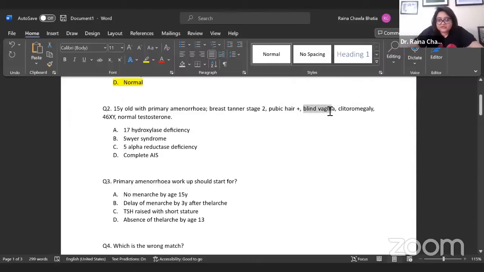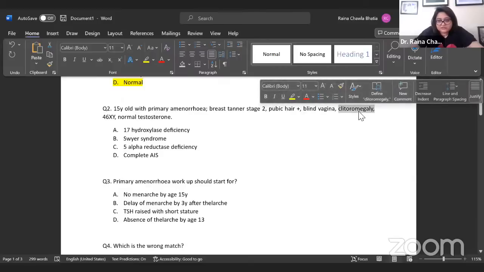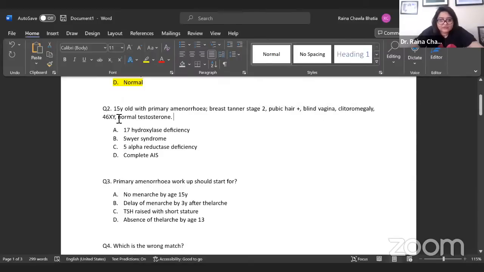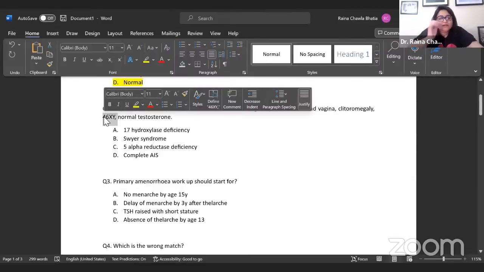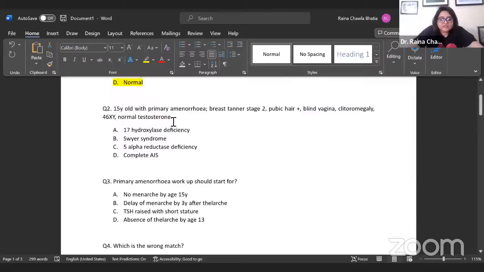and the vagina was blind, and there was virilization in the form of what was given was clitoromegaly, and the karyotype also is given 46XY. And one added thing which was given is normal testosterone. Now, if you're not able to figure this out, an easy way to do this is that, see, the secondary sexual characters are present and there is clitoromegaly.